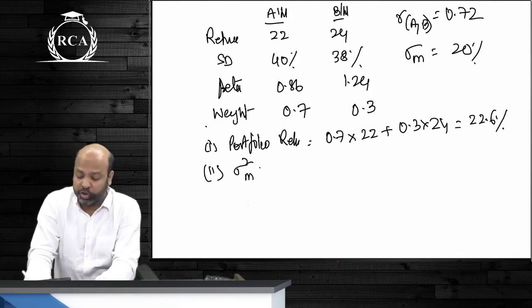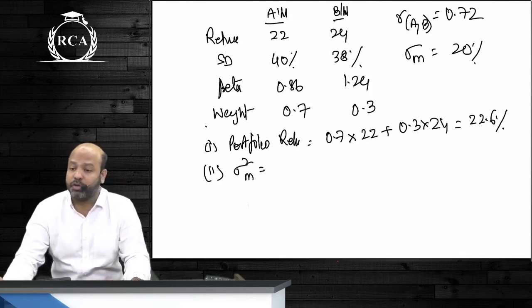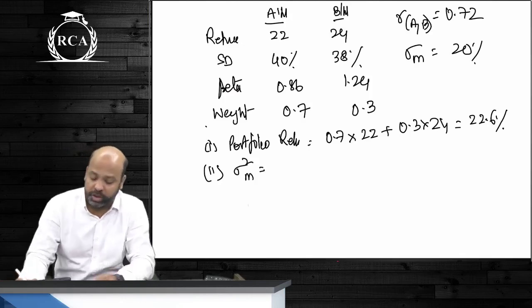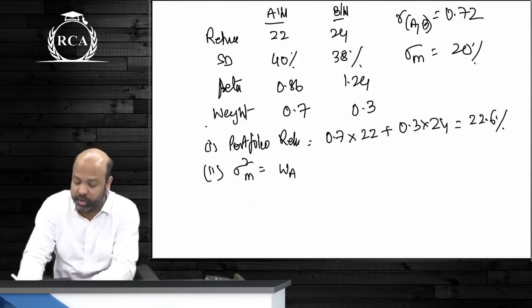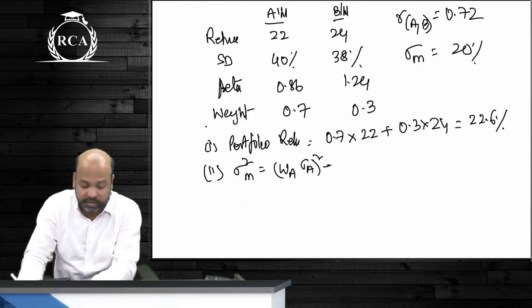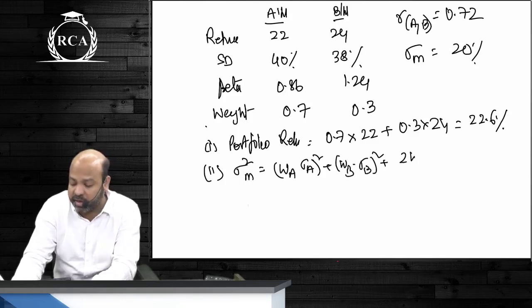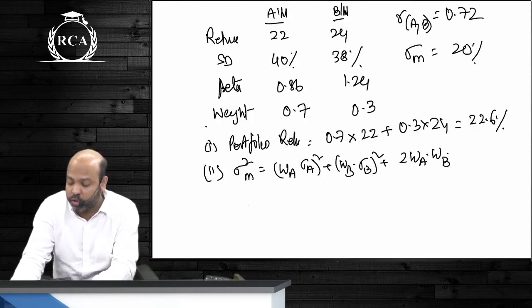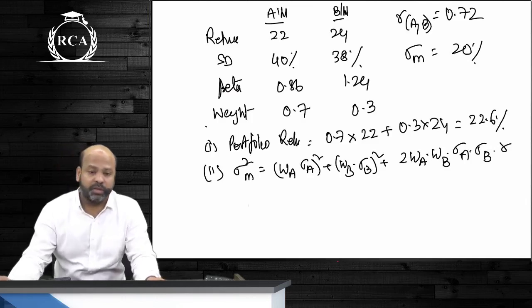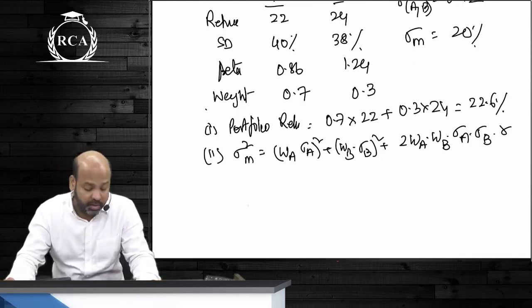Which model will you use? Sharpe's index model or modern portfolio theory? Preference: modern portfolio theory. How will you do that, beta? Weight of A into standard deviation of A square, weight of B into standard deviation of B square. Because R is given, what will I write? 2 weight A, weight B into standard deviation of A into standard deviation of B into R. This is how you will answer the second bit.